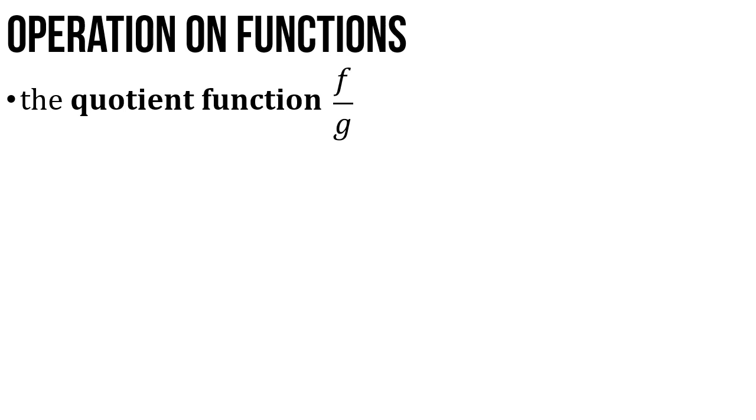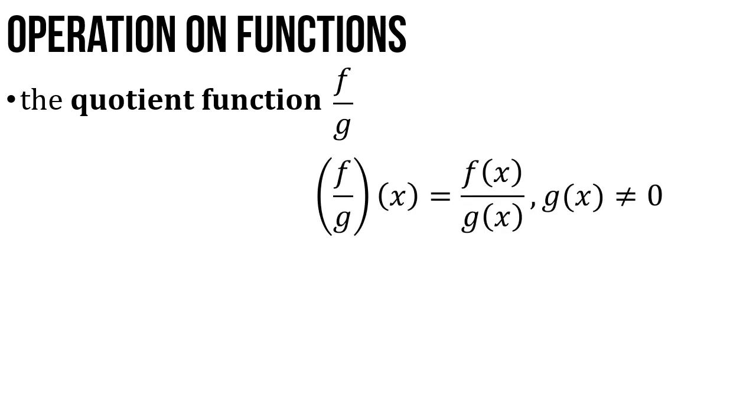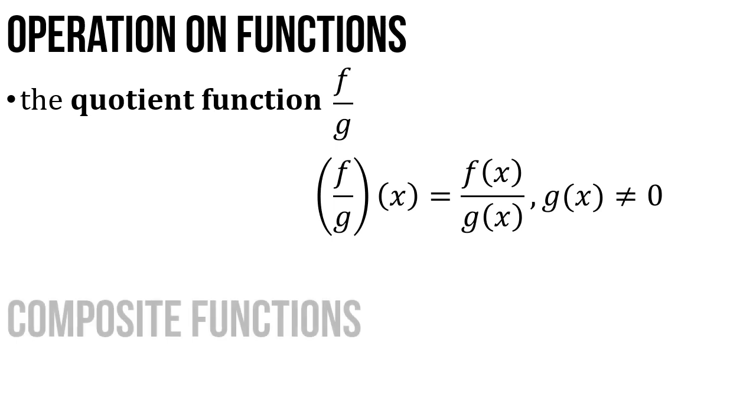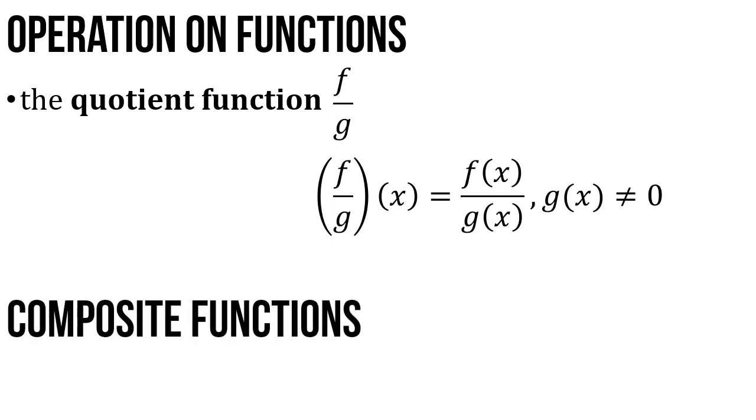For the quotient function f over g or f divided by g, it will be f divided by g of x equals f of x over g of x, where g of x is not equal to 0. For composite functions, f of g of x is equal to f of g of x. So g of x became the domain of f.